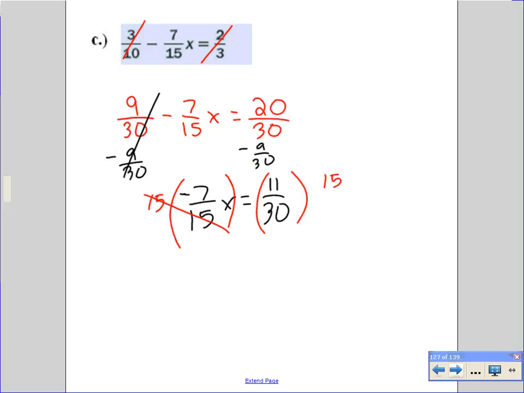Now, this time I'm not going to cross simplify, but you can. When you get to this part, you're left on the left side with negative 7x. On the right, I know some of you guys don't like to cross simplify, so let me try one without doing that. You can multiply across the top, across the bottom, or you can simplify these. So pick the way you want. I'm going to multiply across the top, across the bottom. You get 165 over 30.